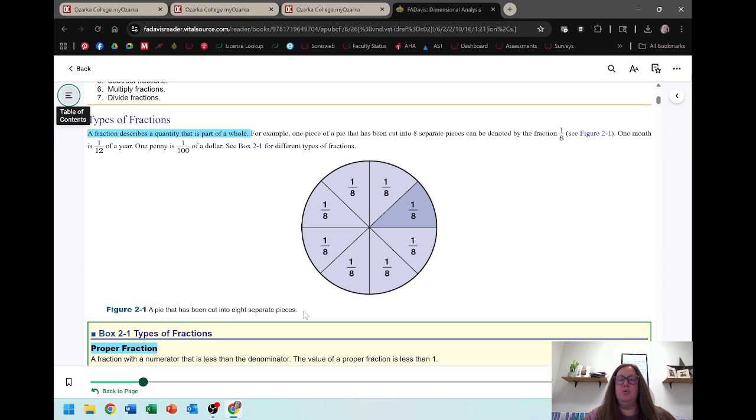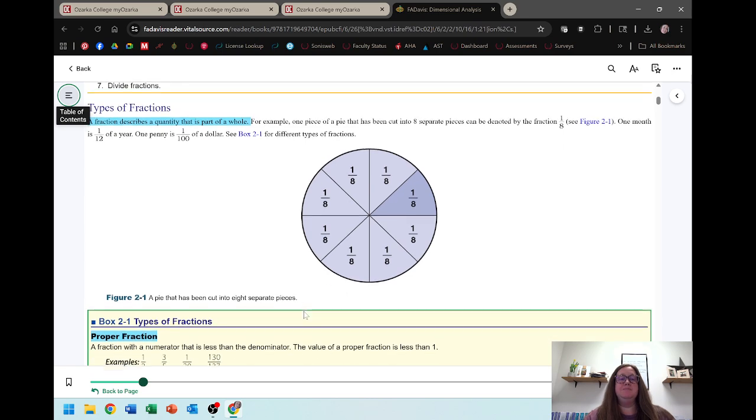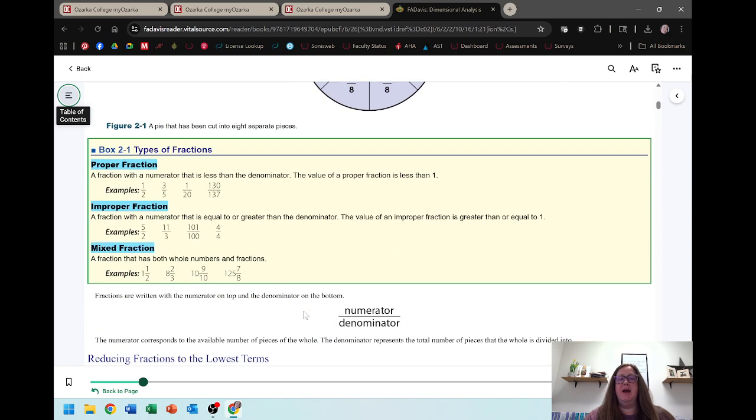how many parts total there are. So that top part is the specific number of parts that we're referring to in relation to the bottom number, the denominator, the total number of parts. There's 3 types of fractions: a proper fraction, an improper fraction, and a mixed fraction.